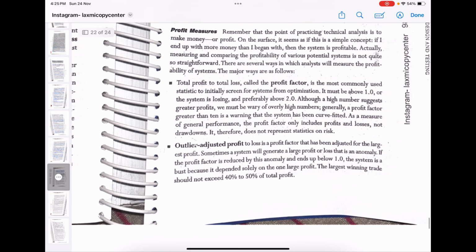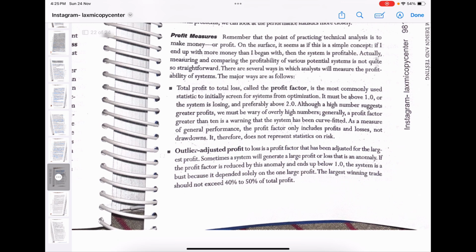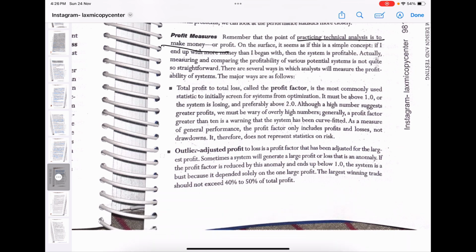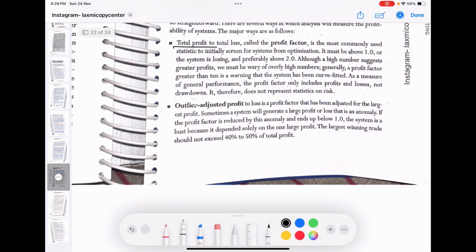Now let's talk about the profit measures. Remember that the point of practicing technical analysis is to make money. Obviously, that's the whole point of it, which is why we are looking for good systems which will basically work. So, talking about total profit to total loss.